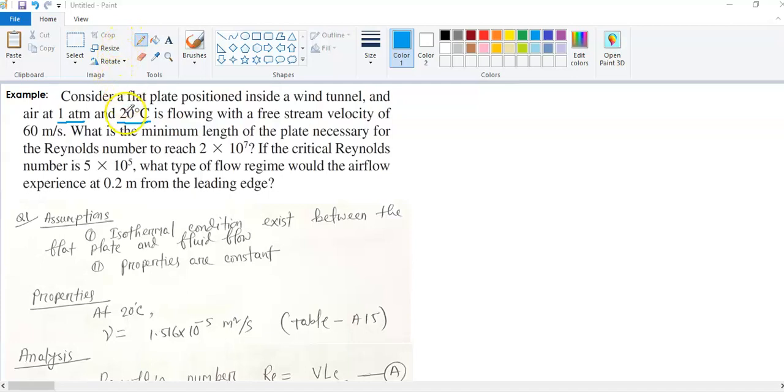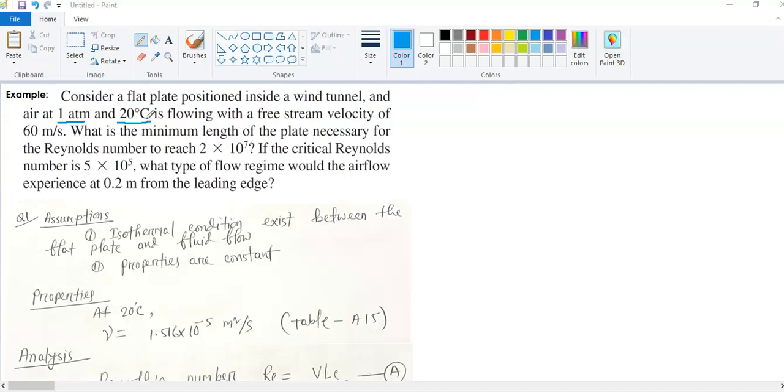Okay, so this is the first question. So let's read the question at first. Consider a flat plate. It is positioned inside a wind tunnel, and the air properties is it is at 1 ATM and 20 degrees centigrade temperature. Is flowing with a free stream velocity of 60 meter per second.